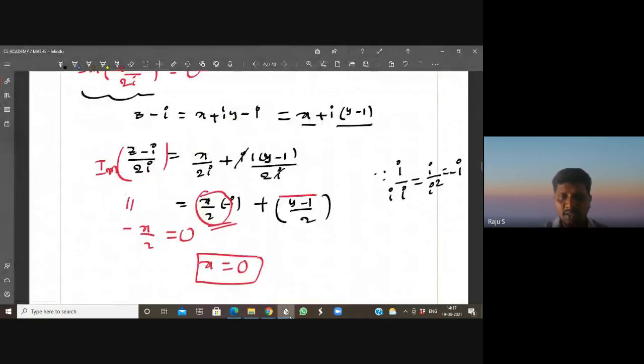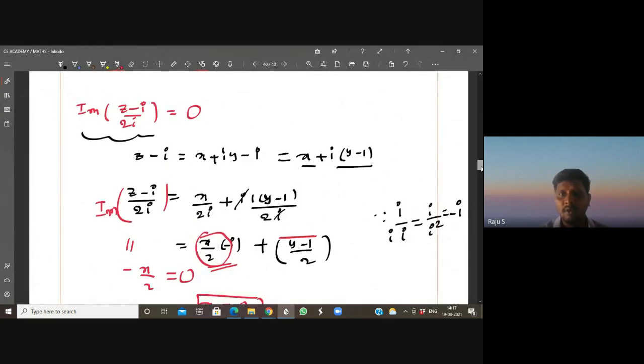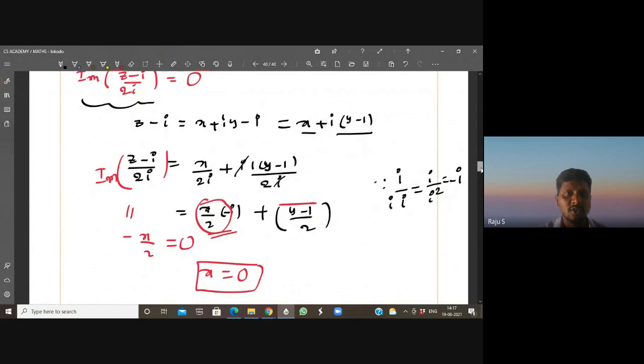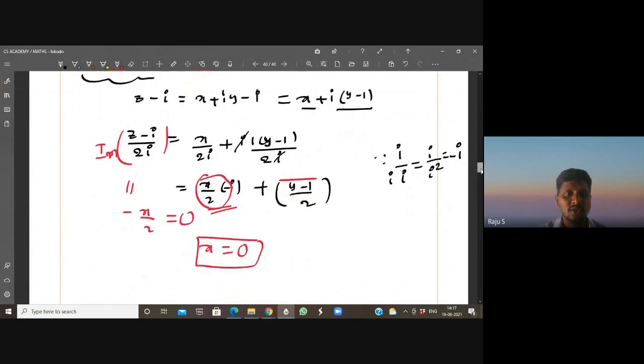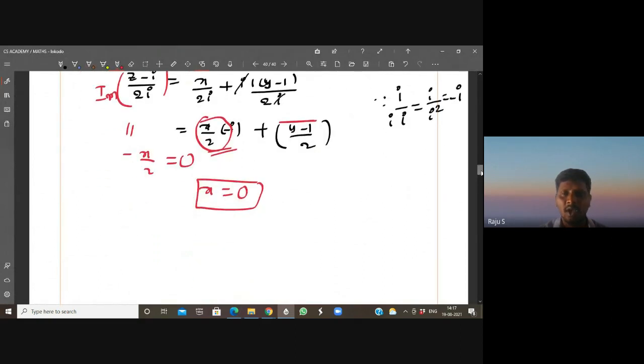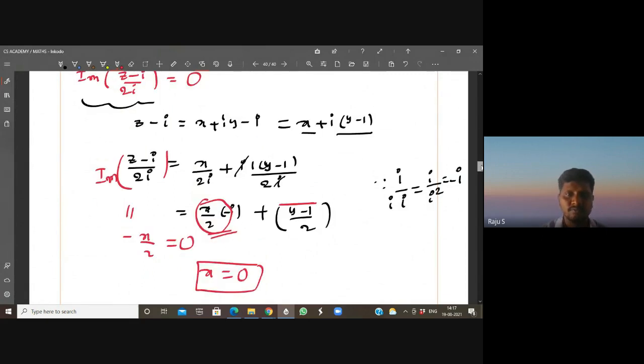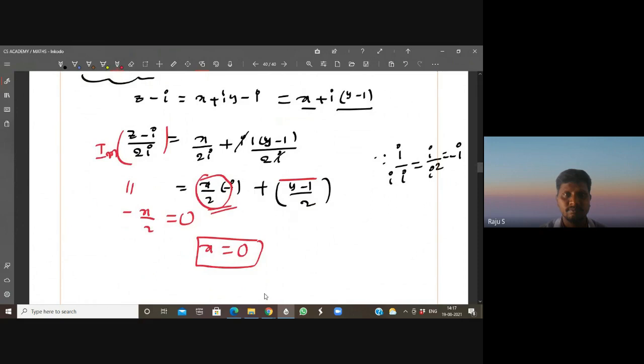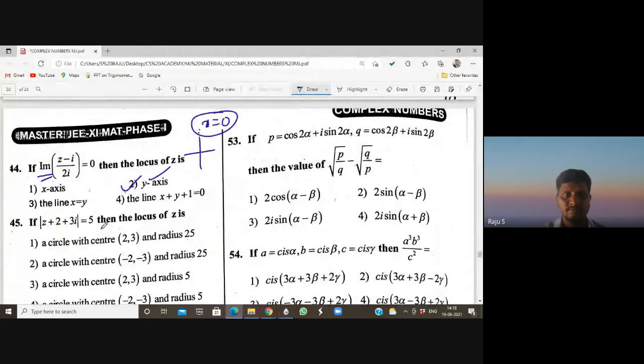Is that clear? So what I have done here: I found the z minus iota value and (z minus iota) by 2 iota. Then finally, I have taken the imaginary part of that to equate it to 0. That's all. One minute, sir. Yeah, fine.